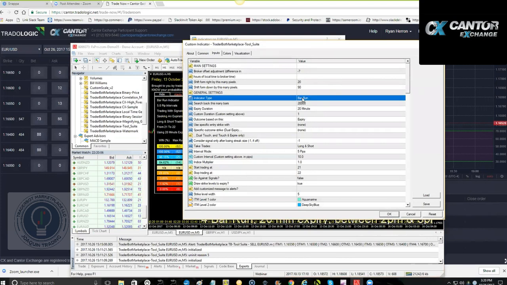Okay, we're looking at an indicator called bar run. It's one of the most simple indicators out there. We're looking at a 20-minute expiry.